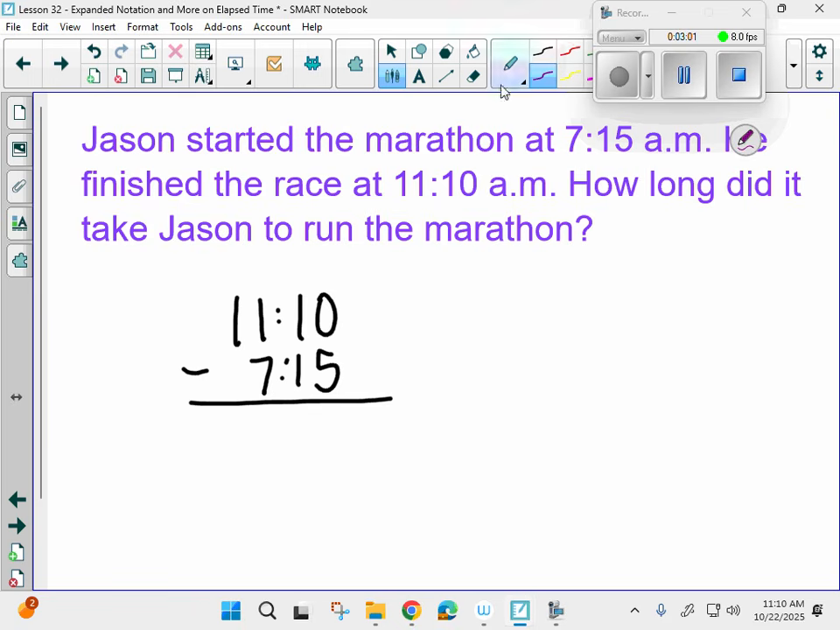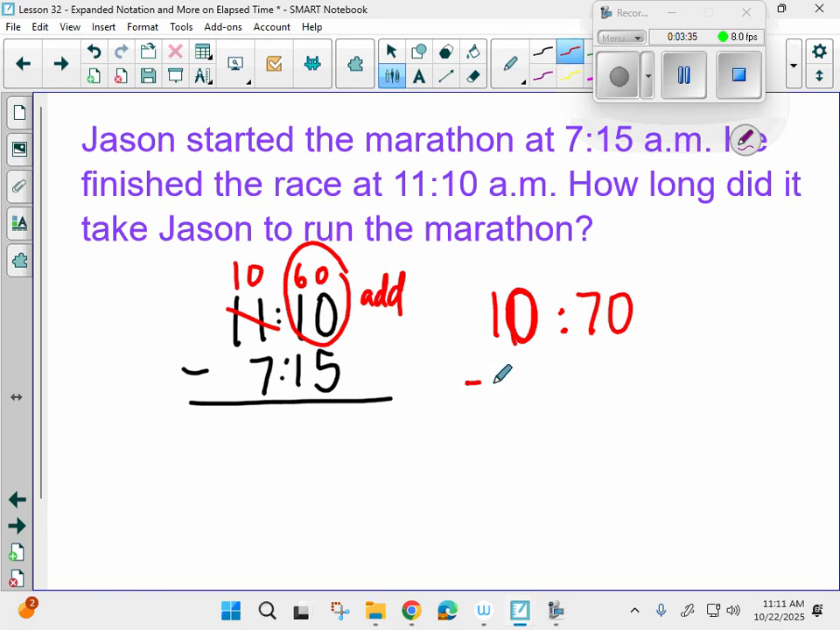Now, we are going to have to borrow because you can't do 10 minus 15, right? So I'm actually going to cross this out and make it a 10. What is weird here is that I'm carrying over a whole entire hour into the minutes category. How many minutes? Yes. So I actually have to add 60 to this side when I borrow. Exactly. So this is now going to be 10. And I'm going to add these together right here. Okay, 1070 minus 715 because I added that 60 minutes over when I borrowed.